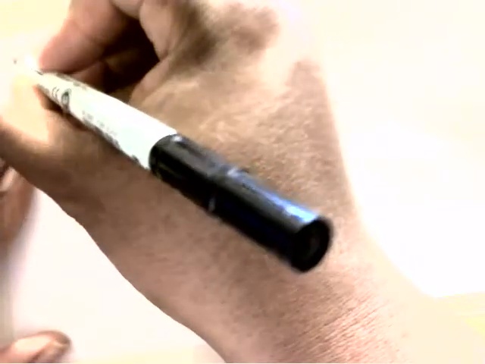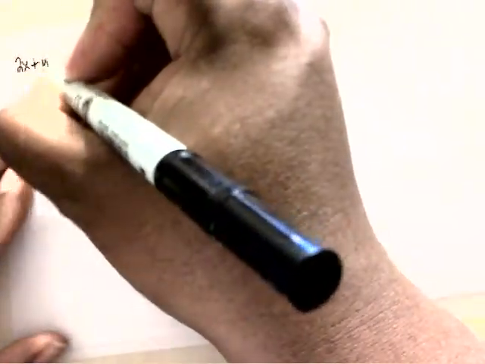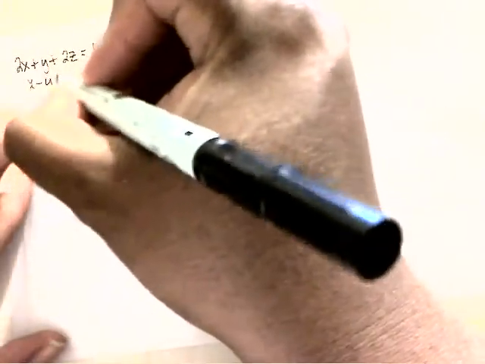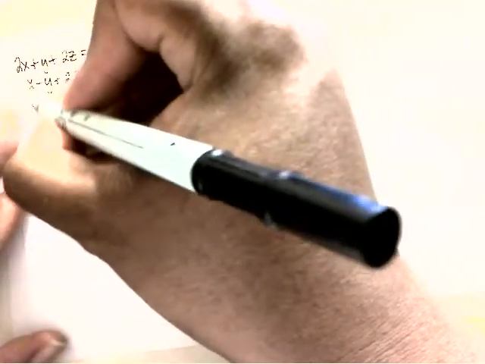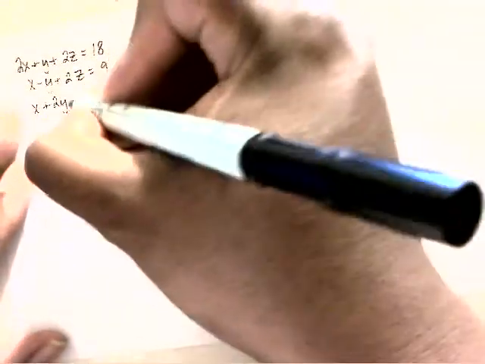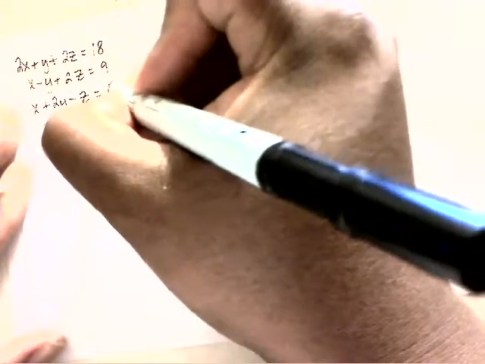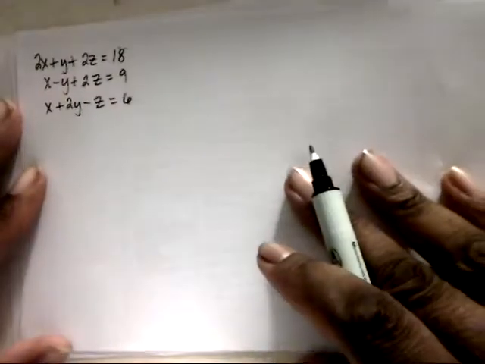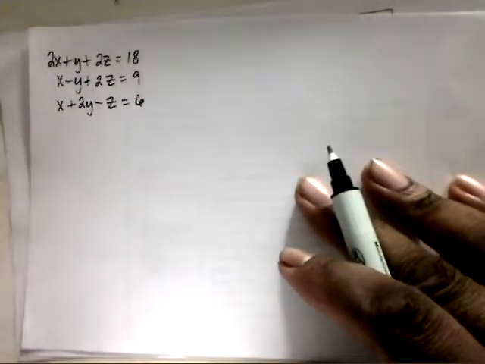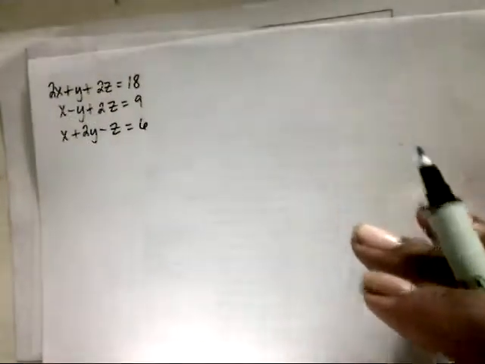Okay, so we'll start with what was given to us. 2x plus y plus 2z is equal to 18. x minus y plus 2z is equal to 9. x plus 2y minus z is equal to 6. So that's the system of equations that we have.